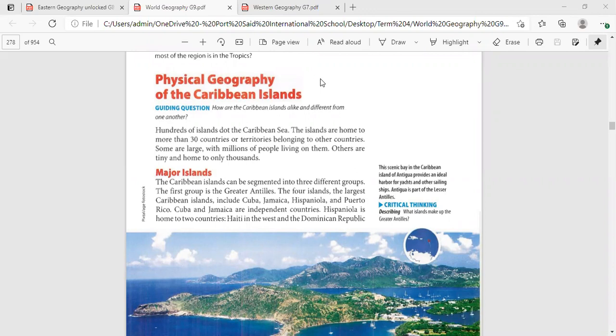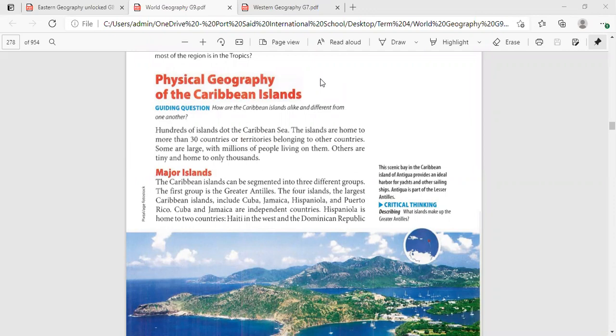Physical geography of the Caribbean islands. Hundreds of islands dot the Caribbean Sea. The islands are home to more than 30 countries or territories belonging to other countries. Some are large, with millions of people living on them. Others are tiny and home to only thousands.